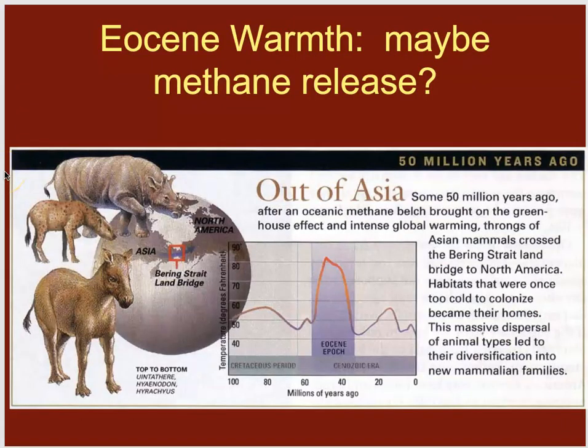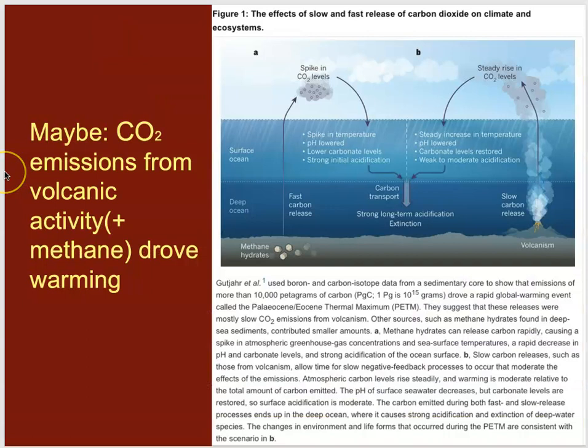One possible explanation for the extreme warmth of the Eocene was the release of a tremendous amount of methane from the ocean floor. And during this time of methane release and an ice-free Earth, there was a connection between Asia and North America, and there were a lot of life forms that crossed over this land bridge. So there's a lot of dispersal of different animal types that then led to diversification of new mammal families.